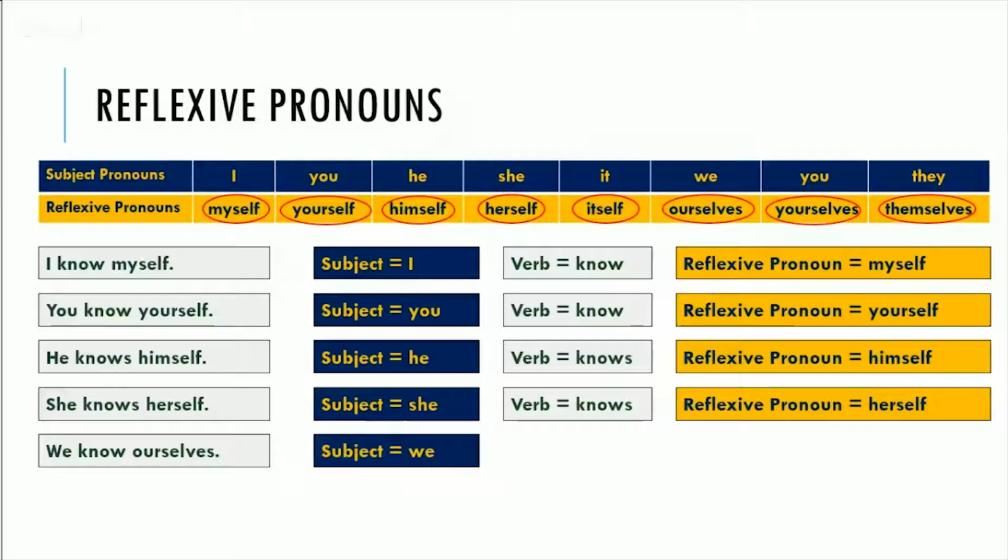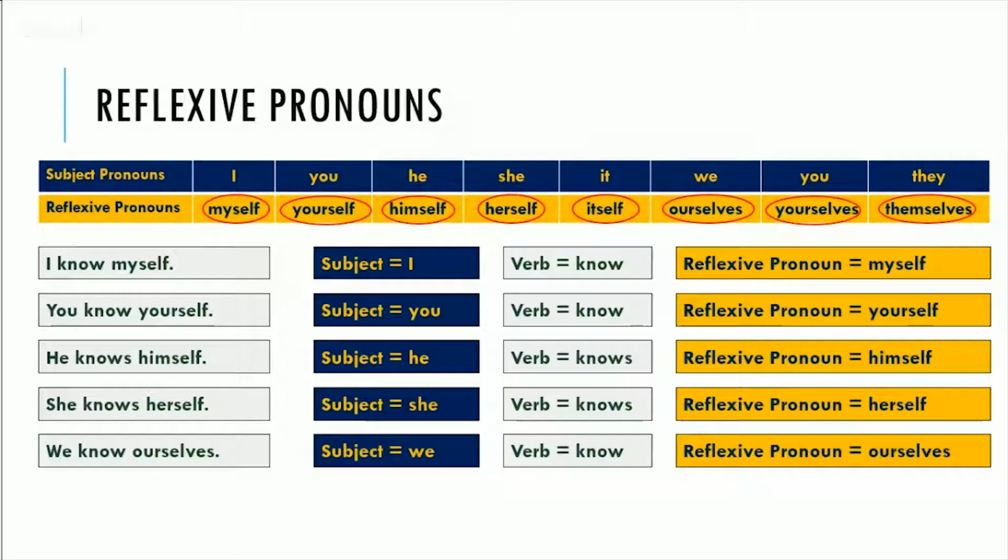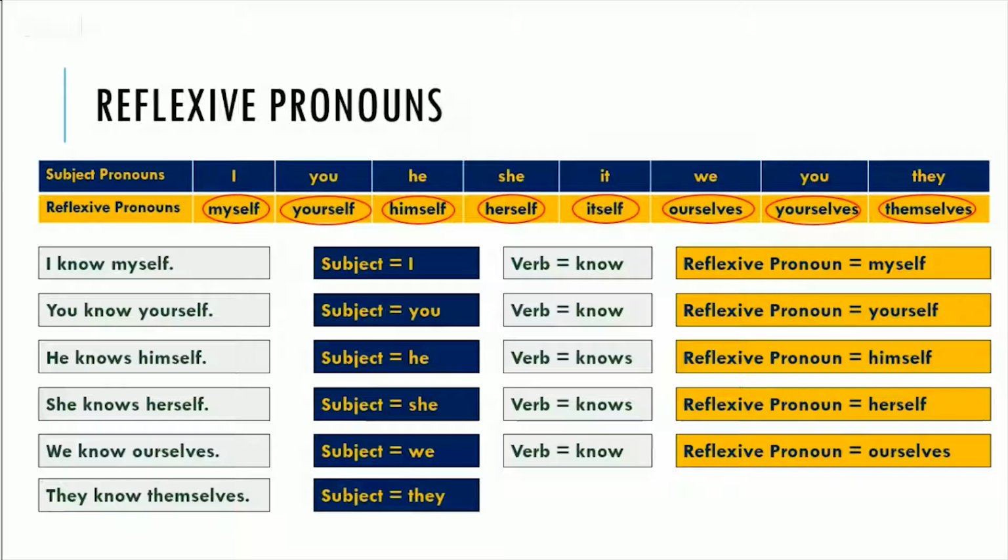Why? Third person singular. Tercera persona singular, el verbo lleva S, por eso es que el verbo conocer ha cambiado de know sin S a knows con S. That's the reason why, okay? We'll move on to the next example.